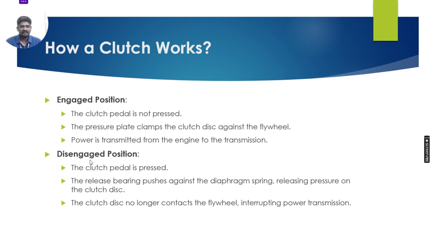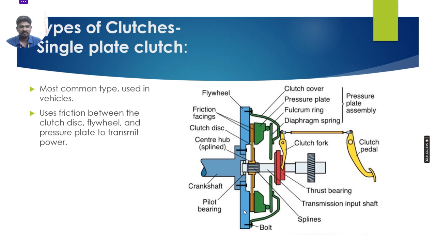The second one is the disengage position. The clutch pedal is pressed, and the release bearing pushes against the diaphragm spring, releasing pressure on the clutch disc. The clutch disc no longer contacts the flywheel, interrupting power transmission.